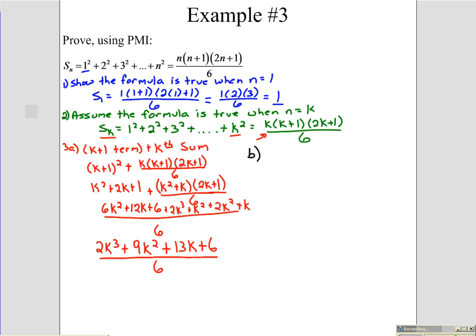Step B now, we want to put that term number, the k plus 1 term, and plug that directly into our kth sum. So when we go to plug this in, we have k plus 1 times, put k plus 1 in here, we get k plus 1 plus 1, which is k plus 2. Put k plus 1 in here, and we end up with 2k plus 3.